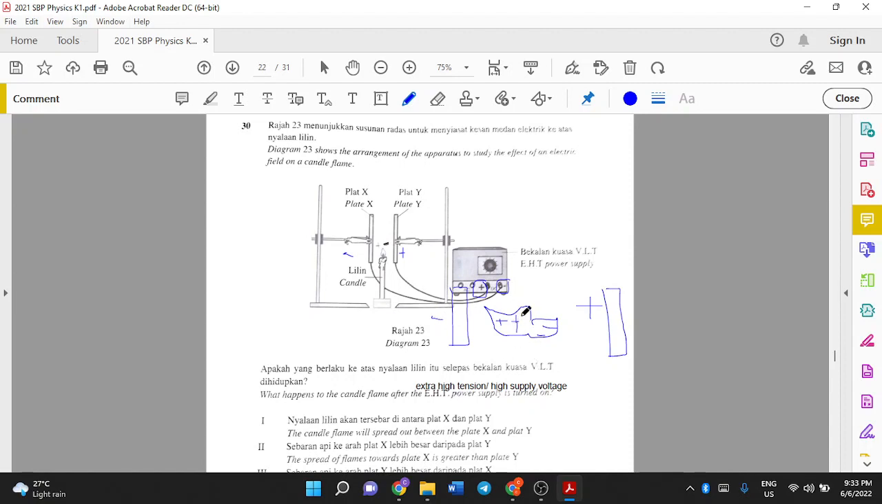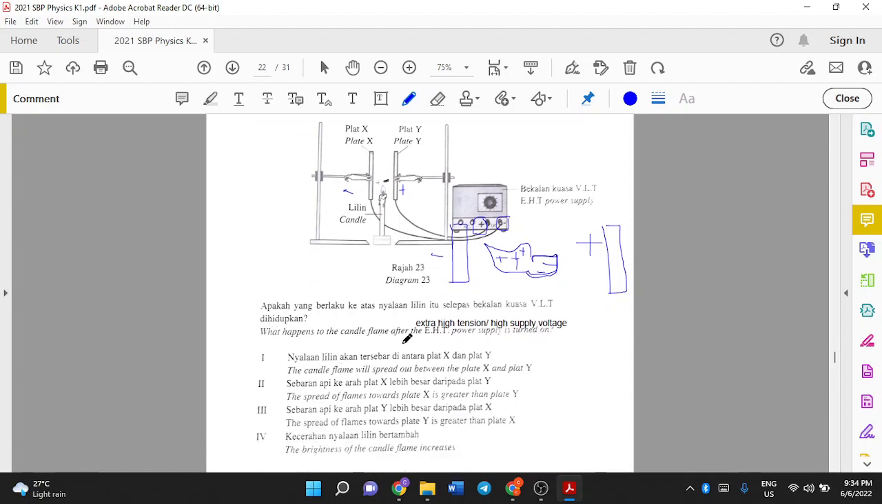Because the positive ions are much heavier, they will occupy a larger portion of your flame, and the negative ions, because they are lighter, will occupy a smaller portion of the flame. So when you turn on the power supply, you will observe that your flame will spread in both directions, and the portion towards the negative plate will be larger. What happens to the candle flame after the extra high tension power supply is turned on? The candle flame will spread out between plate X and plate Y.